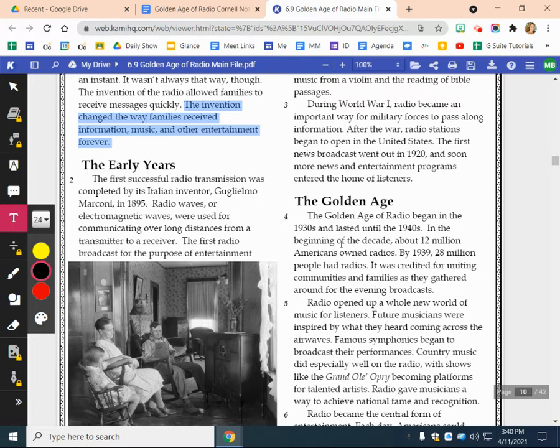The first news broadcast went out in 1920, and soon more news and entertainment programs entered the home of listeners. So if I'm going to put down some information, I've noticed some dates, some years, and each year kind of marks an important event in the history of the radio. So that's how I think I'm going to go about adding to my notes.